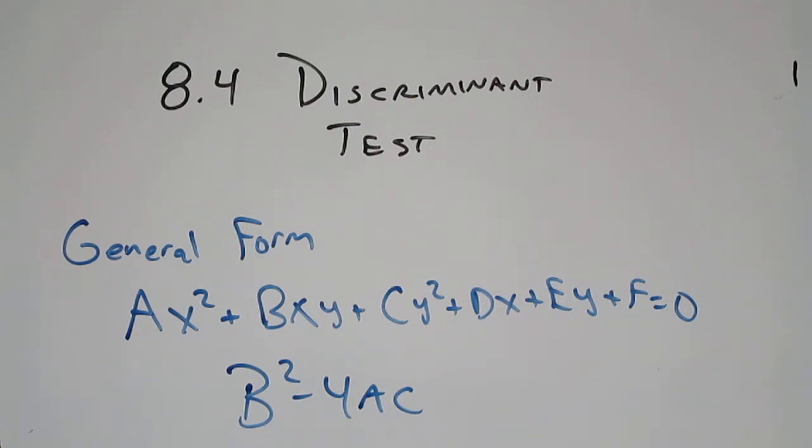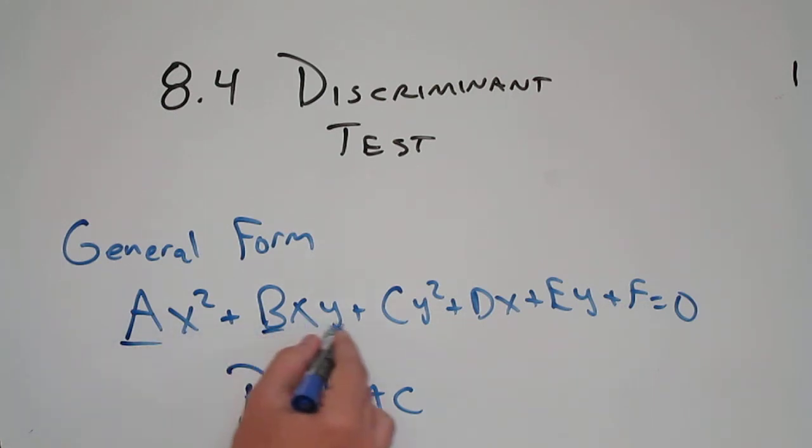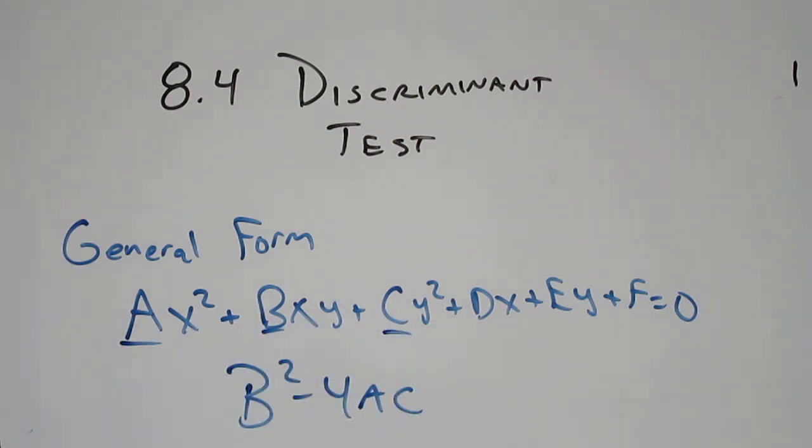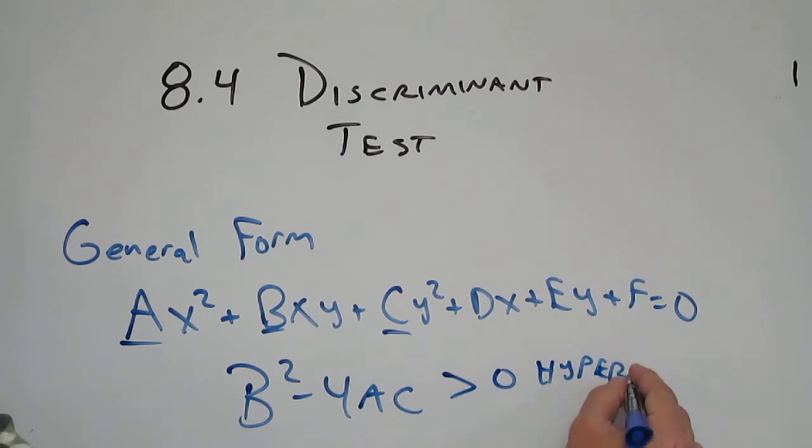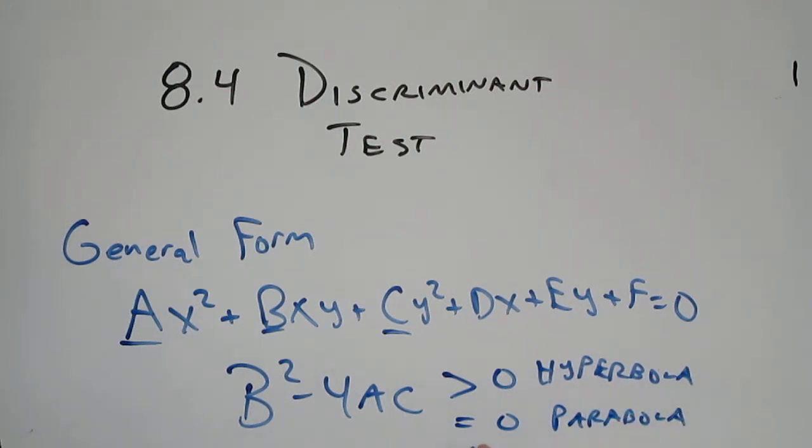Now what this is going to help us do is, by just looking at these coefficients, the b squared minus 4ac, if we have something that is positive, so if this is greater than 0, we're going to have a hyperbola. If we have something that's equal to 0, we're going to have a parabola. And if we have something that's less than 0, then we're going to have an ellipse.